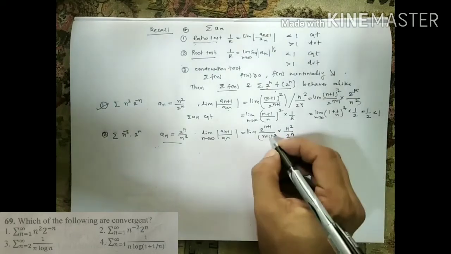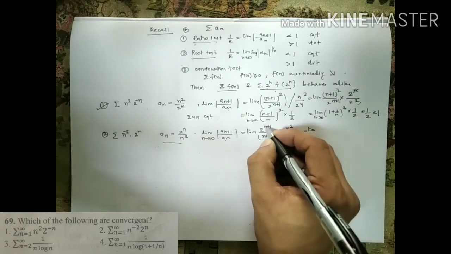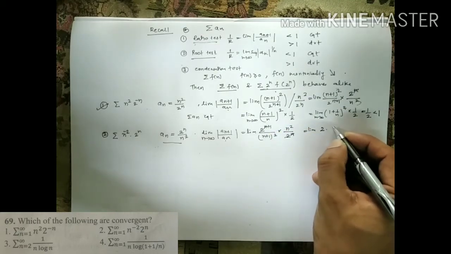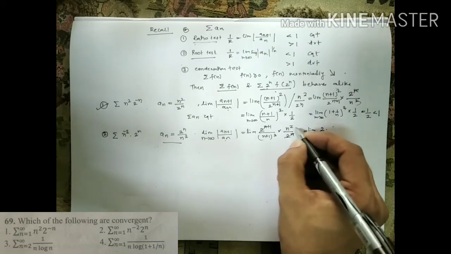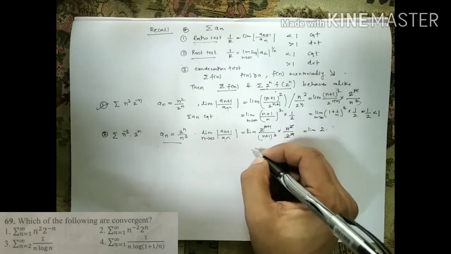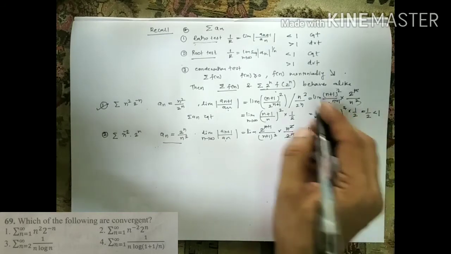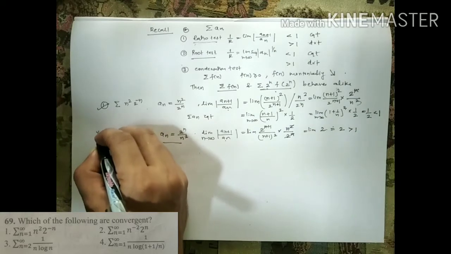Okay, again, the same thing will happen here. 2 raised to n and this 2 raised to n will cancel. We will have 2 in the numerator. Again this n square and (n+1) square: the degree of both these terms is 2, which means they are going to cancel in a way. So we will have 2, and 2 is greater than 1. Greater than 1 means it will diverge, so it will not converge.